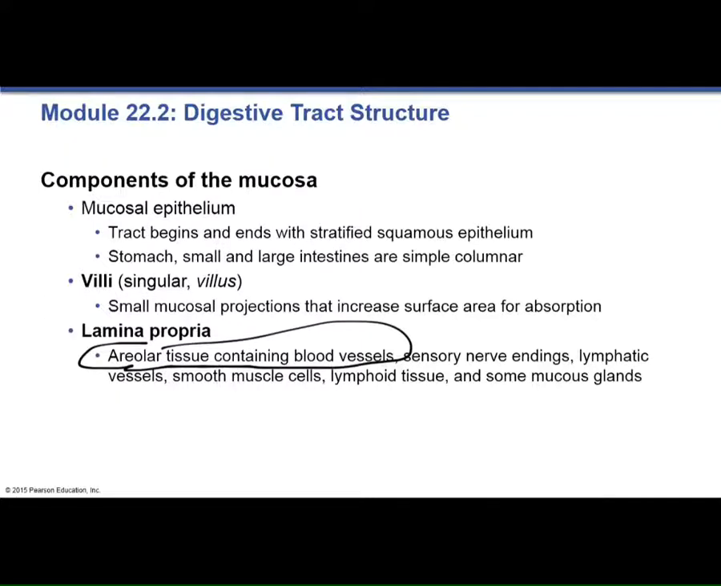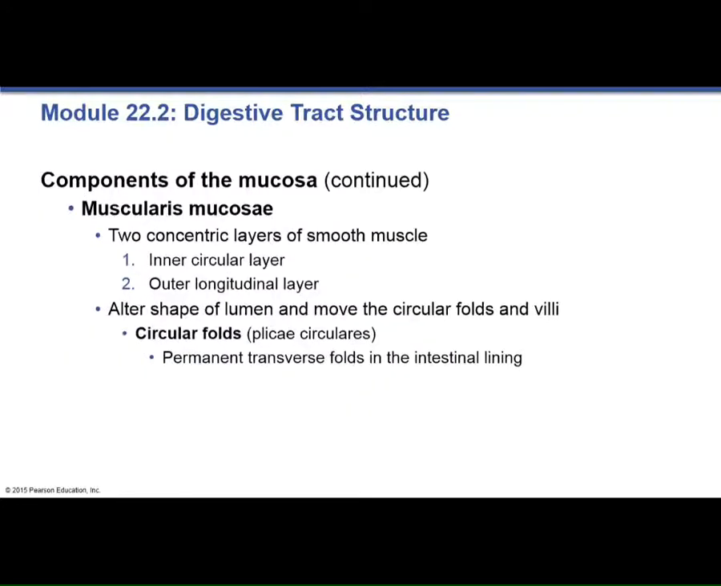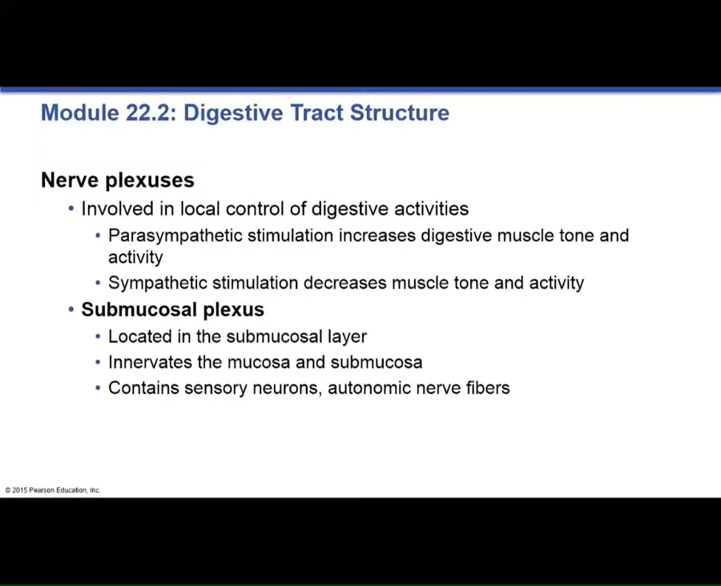Now, that's all part of the mucosa. So you've got the mucosa with the finger-like villi and the lamina propria. Deep to that, you have a layer of muscle within the mucosa. This is a separate layer. So the muscularis mucosa, here you have two layers of muscle, inner circular layer and an outer longitudinal layer, and together those two layers can really do a lot of rhythmic dancing for the peristalsis necessary to keep the food moving through the alimentary canal.